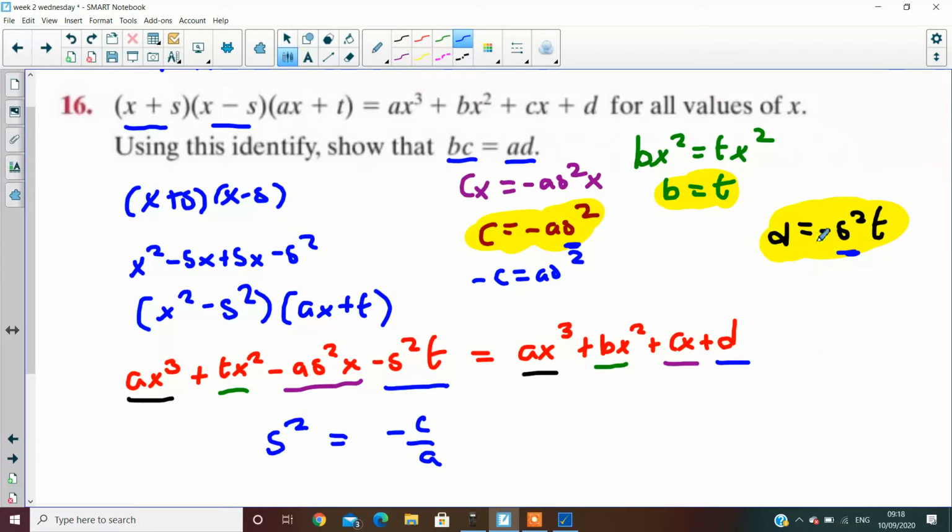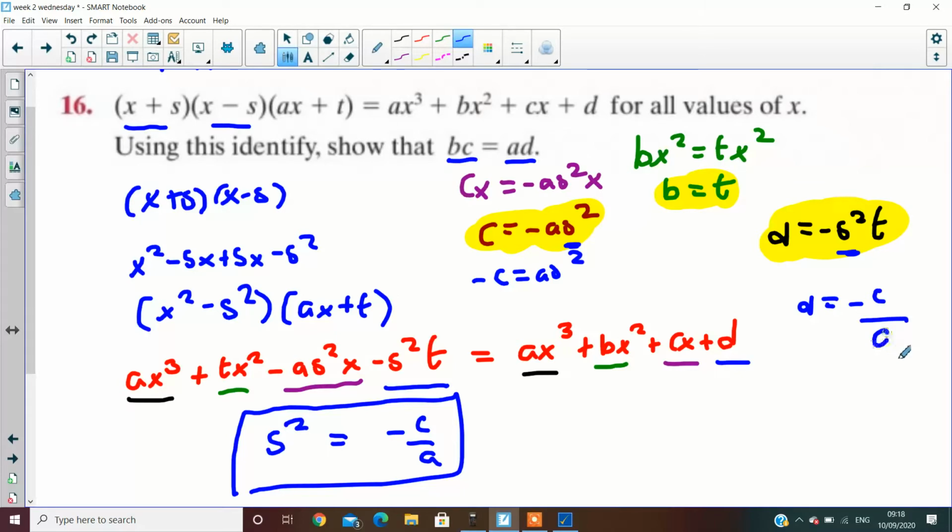What do I do with that minus c over a now? Lob it into the d equation. So what do I do when I put it into the d equation? No, just c over a, because s squared is minus c over a. You don't have to square it. So minus c over a times t. Which letter doesn't belong? I told you earlier. And there's a straight swap for b. So d equals minus cb over a.